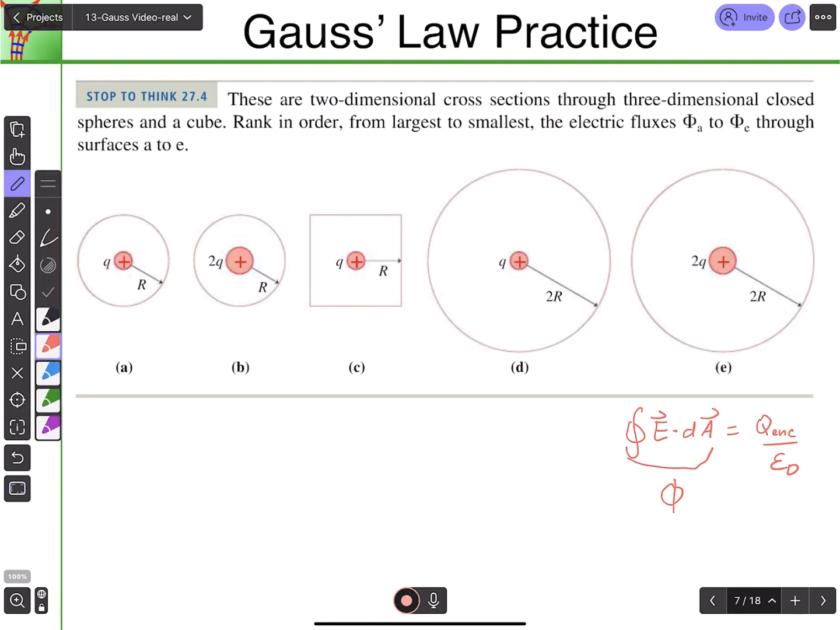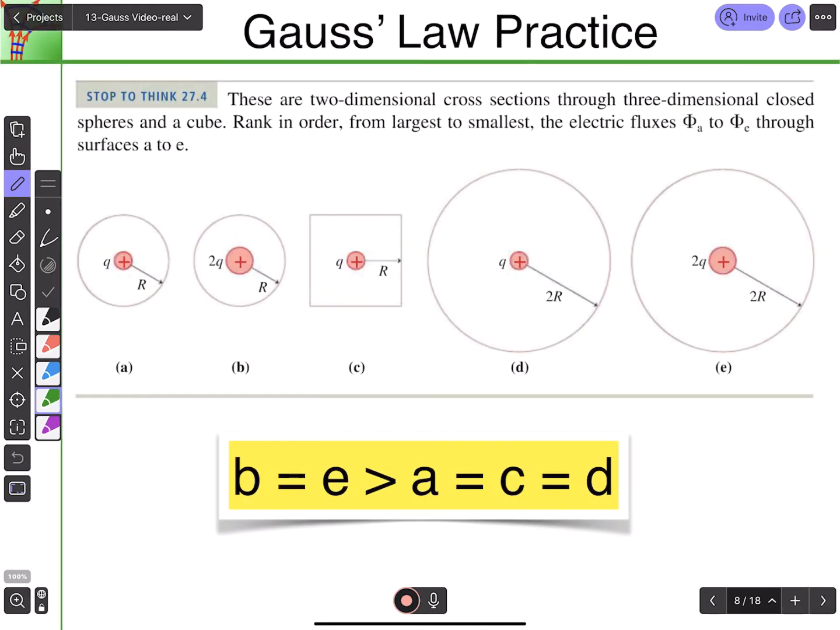So this one here, it'll be Q over epsilon naught. For the second one, the charge is 2Q, so it'll be 2Q over epsilon naught. For the third one, also Q over epsilon naught. For the next one, also Q over epsilon naught. For the last one, it's 2Q over epsilon naught. So 2 of them have a flux of 2Q over epsilon naught, and 3 of them have a flux of Q over epsilon naught.